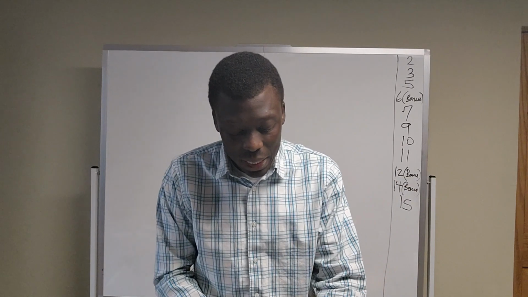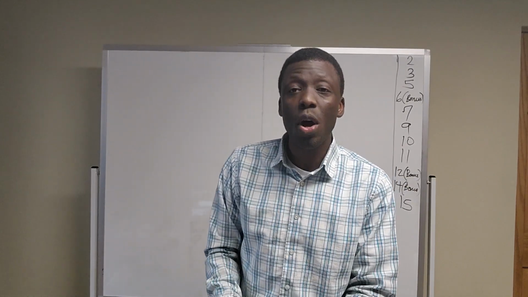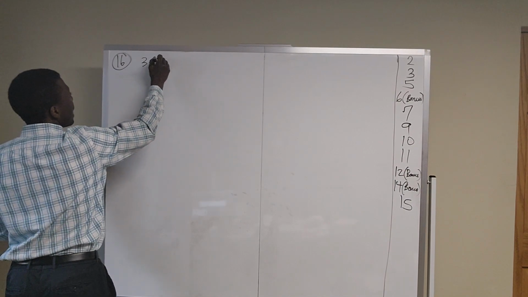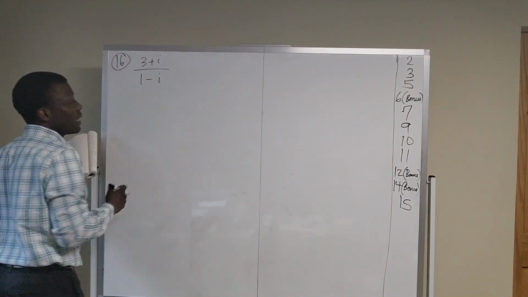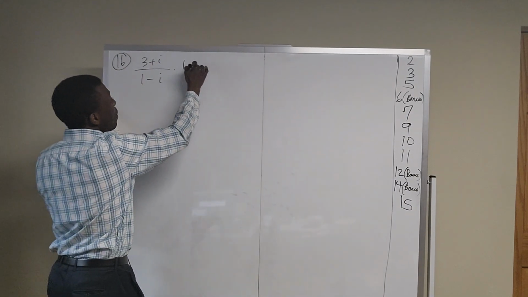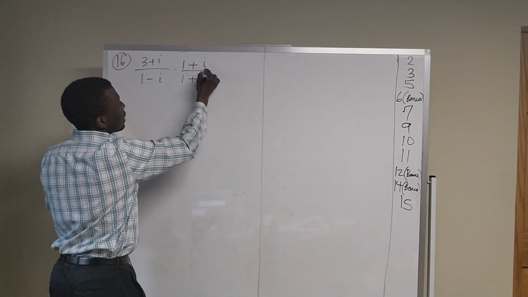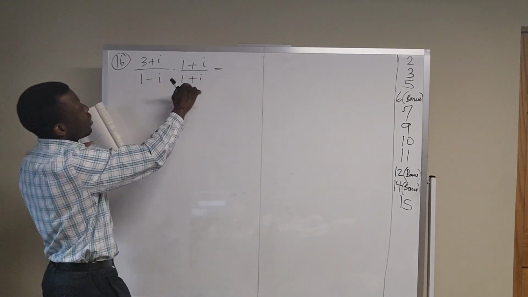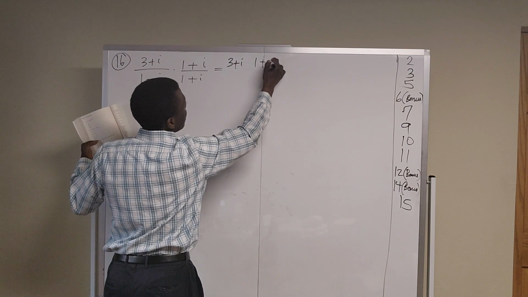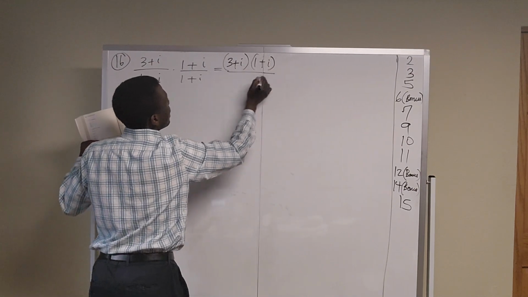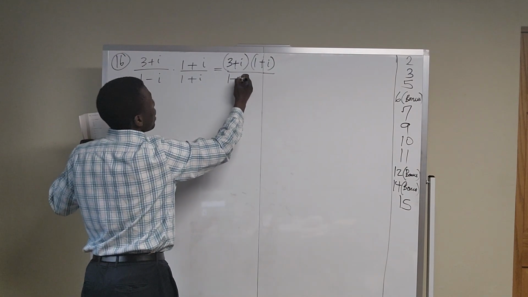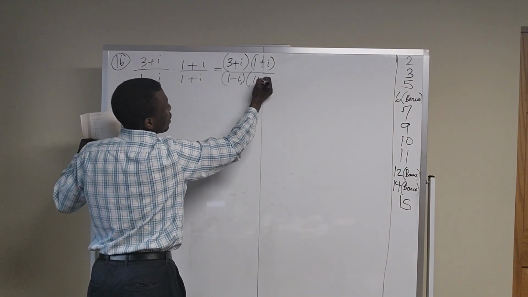In number 16, it says 3 plus i divided by 1 minus i. So you have to use the conjugate. Basically you multiply both the top and bottom by 1 plus i. On the numerator you have 3 plus i and 1 plus i. And in the denominator you basically have a difference of 2 squares, 1 minus i and 1 plus i.